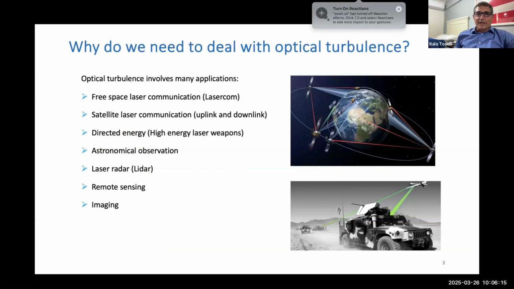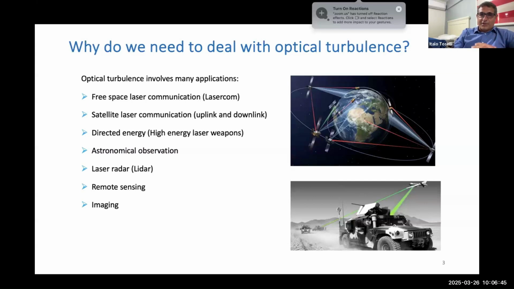But let's focus on a main question. Why do we need to deal with optical turbulence? Optical turbulence is very complicated, right? You will see, it requires a lot of effort, mathematics, physics. So why do we have to stress ourselves on that? The answer is simple. Optical turbulence, in particular atmospheric turbulence, affects any kind of light or laser beam that goes through the atmosphere itself.